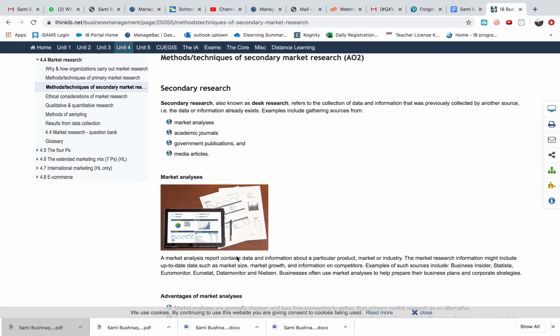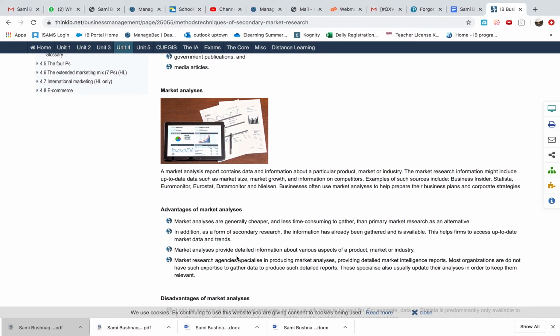So secondary, once again, this is also referred to as desk research. It's where you go out and collect existing information from a previous source. Market analysis, academic journals, government publications, and media articles. These are also very important for your IAs and extended essays and things like that. Market analysis reports contain data and information about a particular product, market, or industry. So the market research might include up-to-date information like the market size, the growth potential, information on competitors.